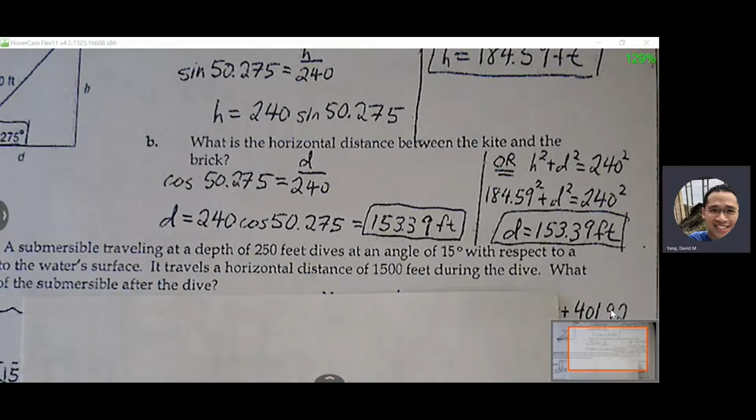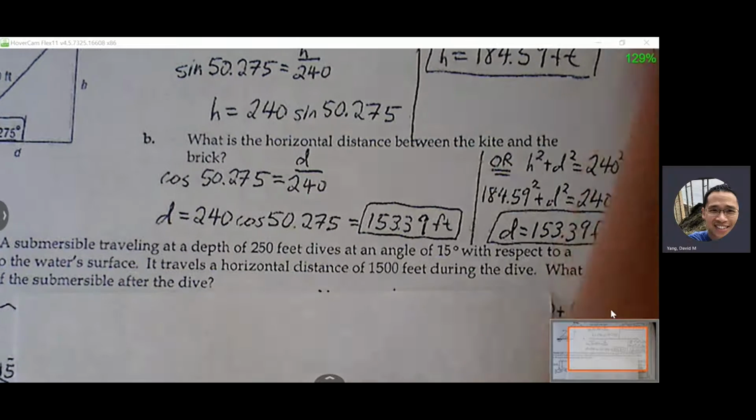Anybody still need to look at this problem? Are we all okay? All right, let's look at example 5.